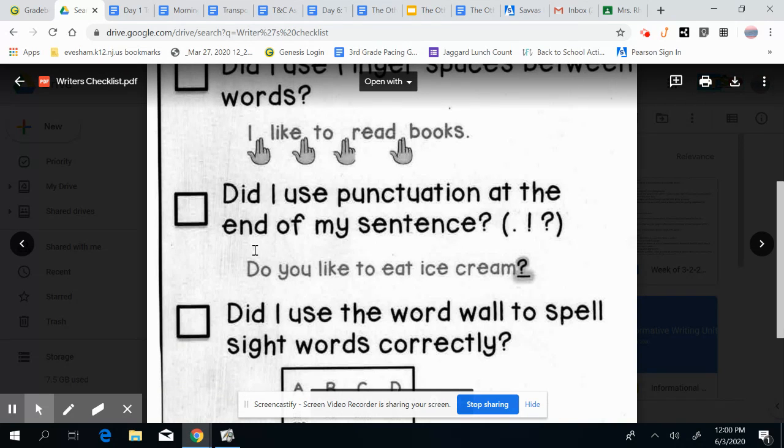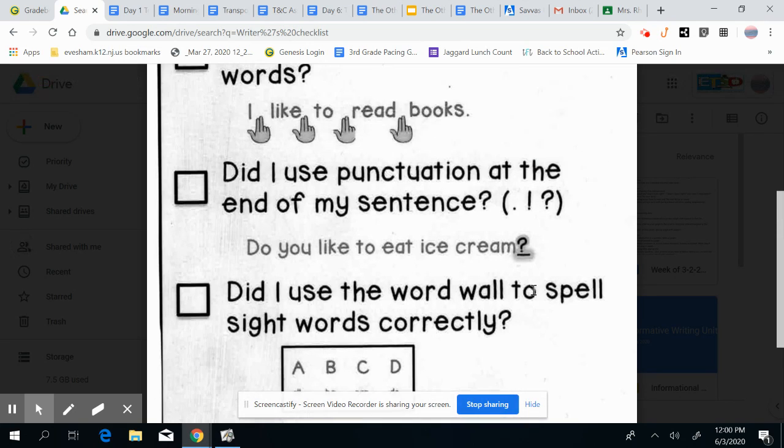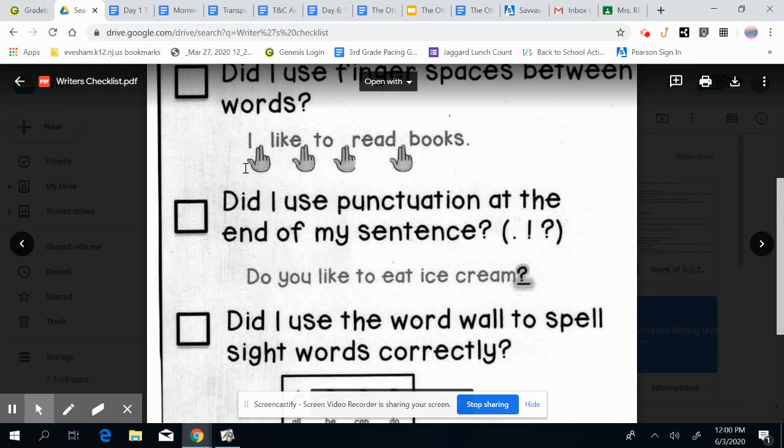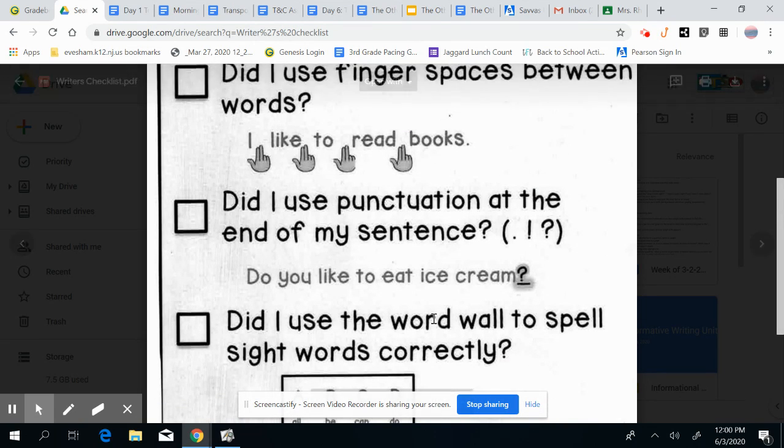The next part is, did I use punctuation at the end of my sentence? We have period, exclamation mark, question mark. So you want to go through and check all of your punctuation, make sure it's accurate and correct. When we think about punctuation, remember, we don't want to have 4 or 5 lines of writing without any punctuation. So you want to make sure that you have periods at the end of your sentences.